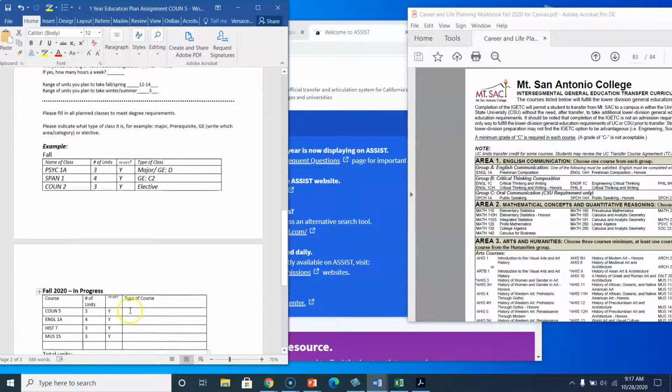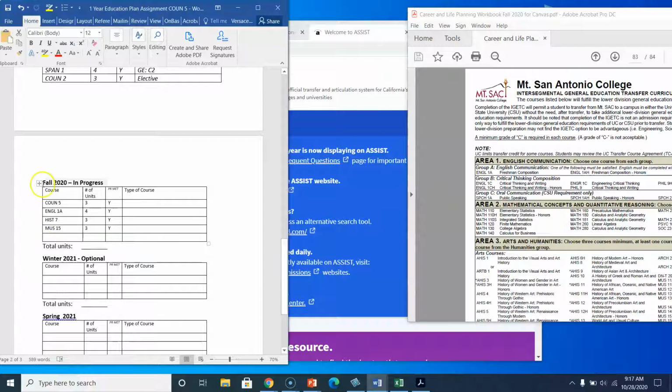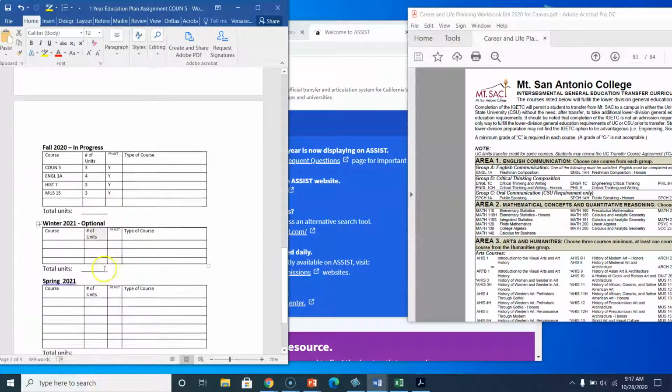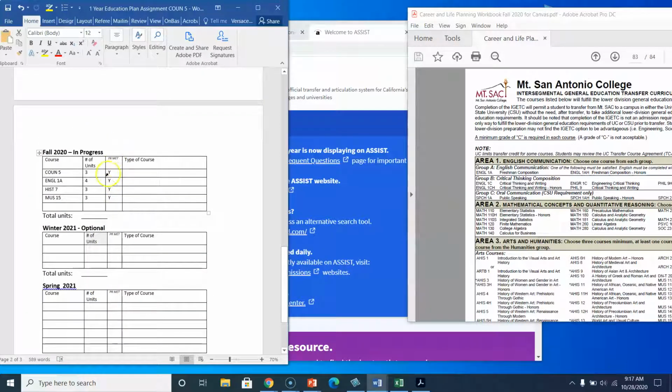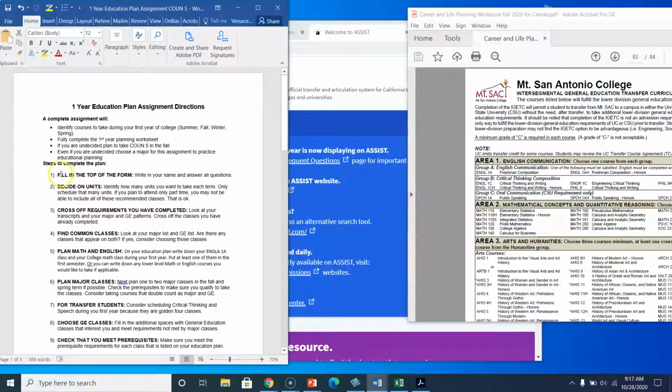Okay. So here we have the fall in progress classes, and we're going to fill in. We already know that you met the prereq for everything because you're enrolled in them, right? So let's look at the steps. Fill in the top of the form, we did that. All right, now 2 and 3, decide the number of units, we did that.